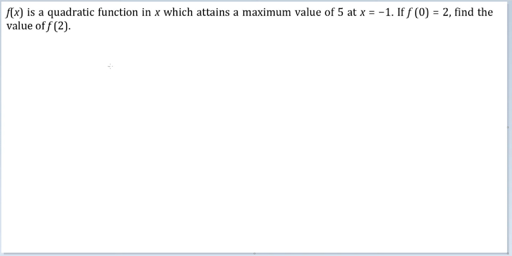Okay. The standard quadratic function is given by ax square plus bx plus c. If f(0) is equal to 2, effectively what they're saying is c is equal to 2.